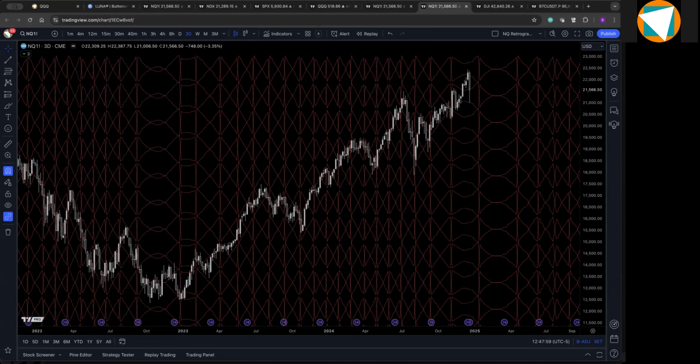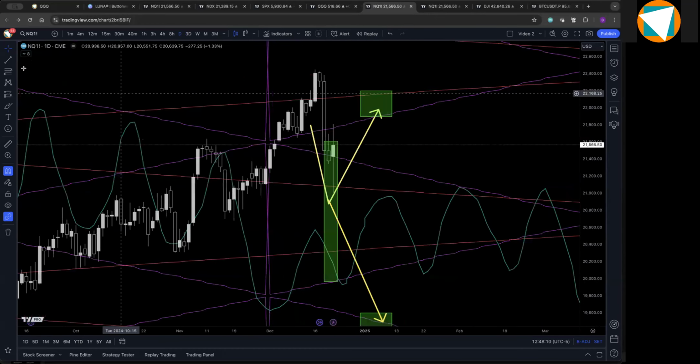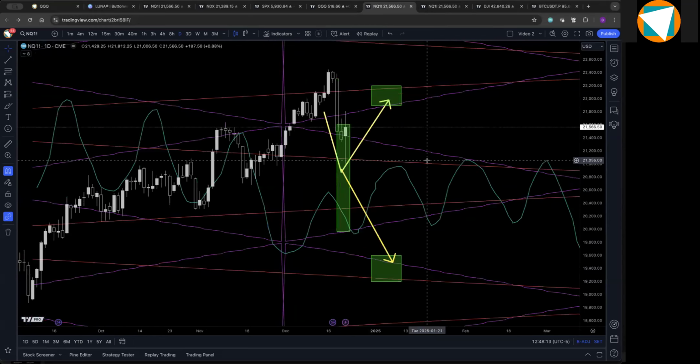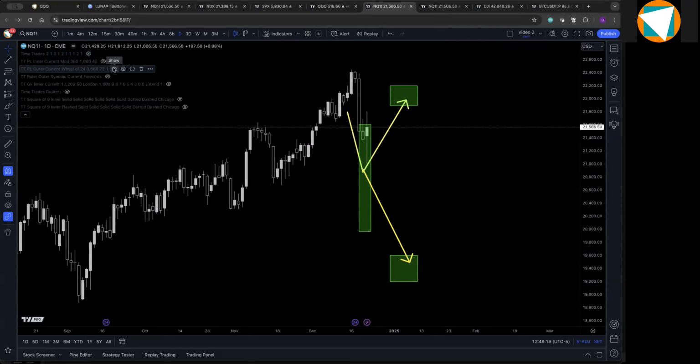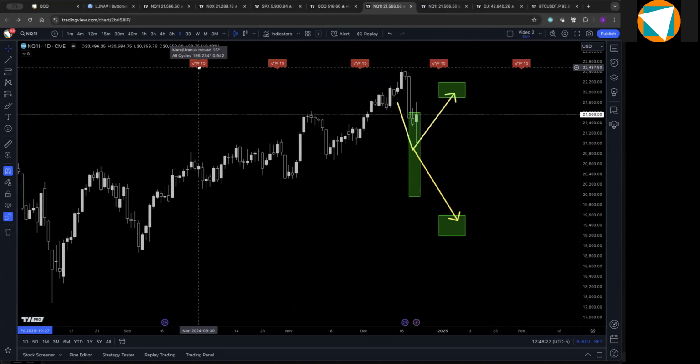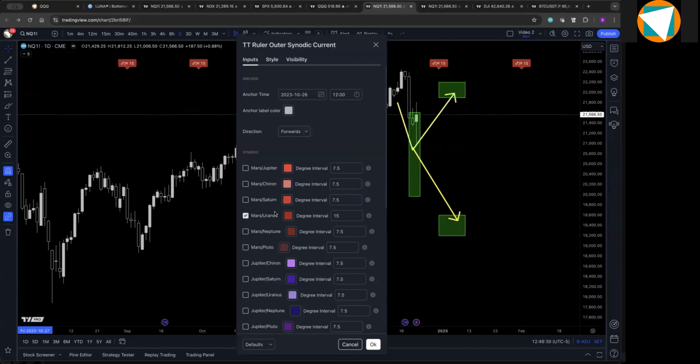Now, what I want to do is take a look at the forecasts, and ask ourselves, okay, does it make sense to update those at all? So we're going to go back to here, and I'm going to hide the planetary lines for now, and I'm going to show our reliable ruler with the Mars Uranus 15. So this is our ruler outer synodic script, and it's anchored to October 26, 2023. And it's showing cycles of Mars Uranus every 15 degrees.